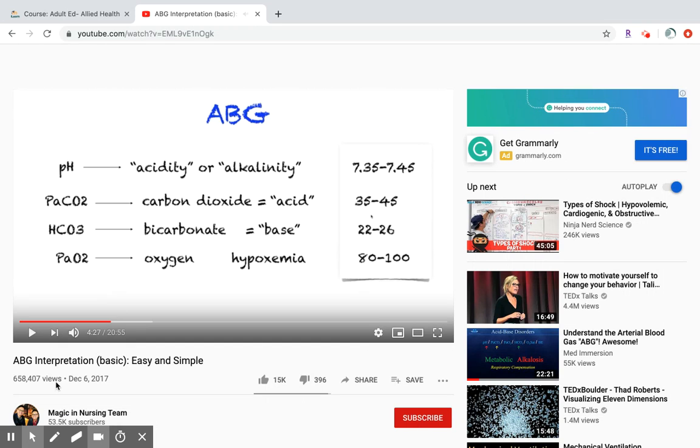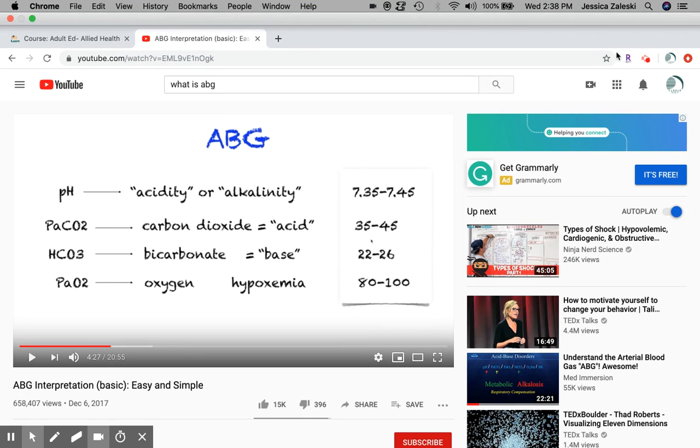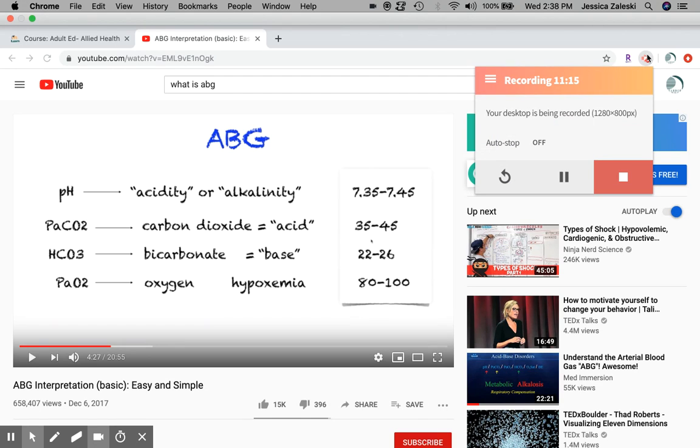So that gives you some of the basics about arterial blood gases, what they are, and what the tests are used to find. So that kind of concludes the first video, but we will pick up with the next one.